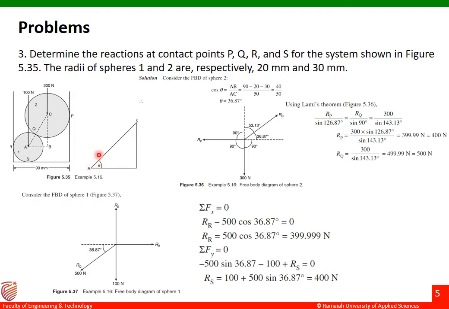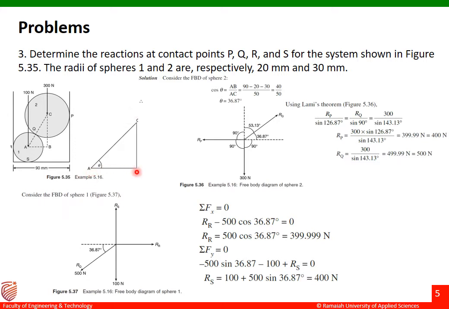Okay, you have to find out the angle made by this one. First thing is we have to identify the lengths of this triangle. So this side, that is AC, can be easily found out by adding the radii of the two spheres. That is, AC is the line connecting the centers of both the spheres. That is radius of sphere 1 plus radius of sphere 2. You'll get 20 plus 30, that is 50 mm there.